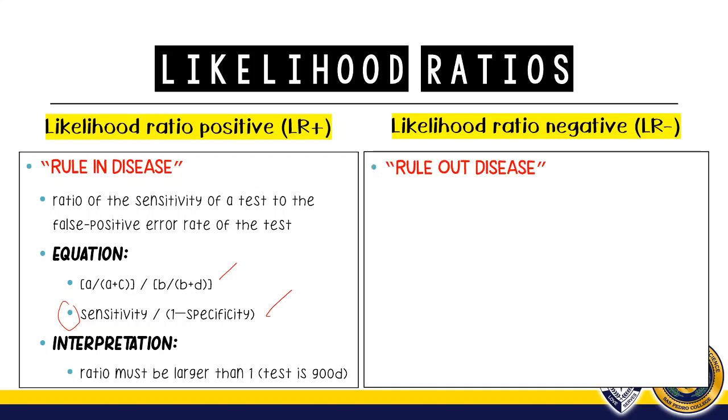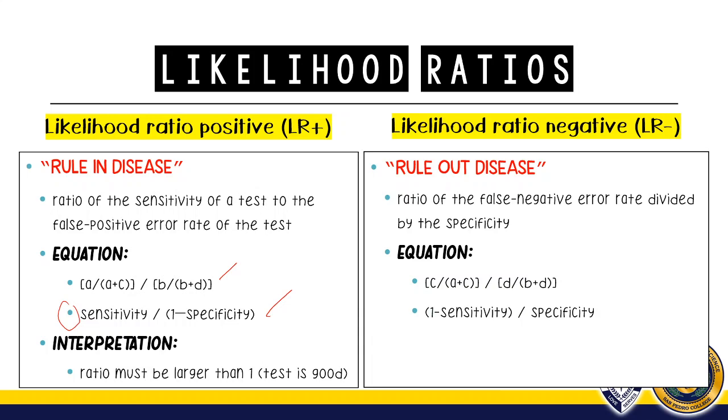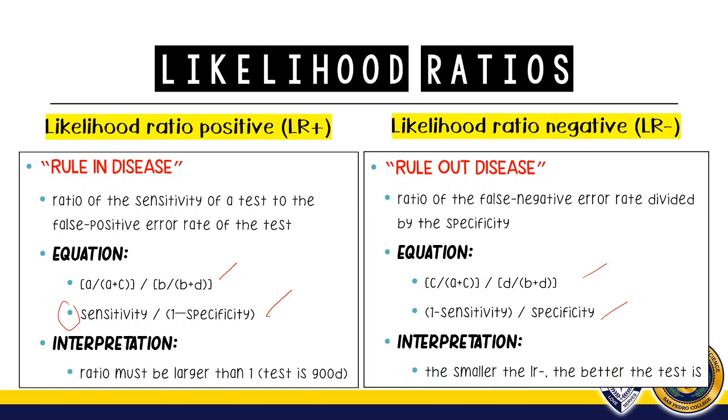How about your LR negative? LR negative is to rule out your disease. It is the ratio of the false negative error rate divided by the specificity. So again, there are two equations, and you can use either one. If you have memorized the sensitivity and specificity formulas, then you can directly use the second equation. And for the interpretation of the result of your LR negative, this one is reversed. The smaller the value of your LR negative, the better the test is.